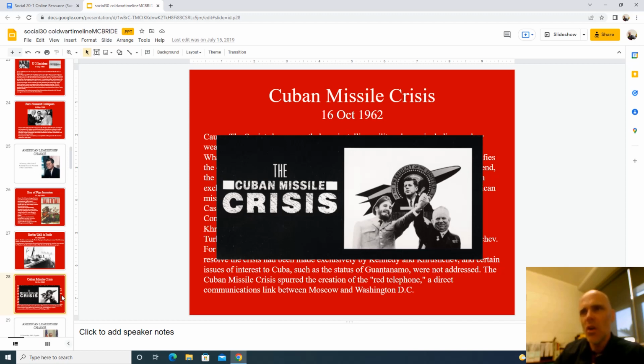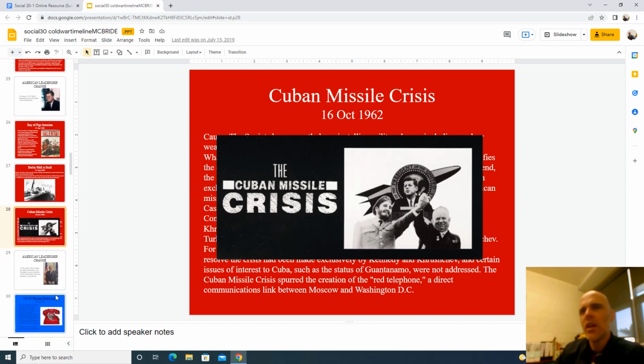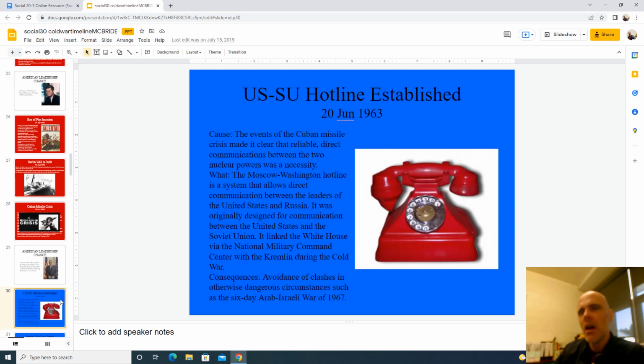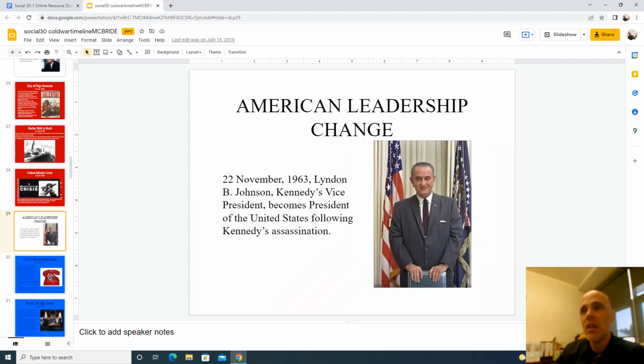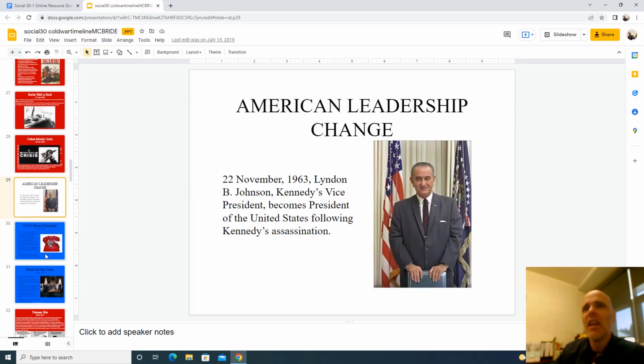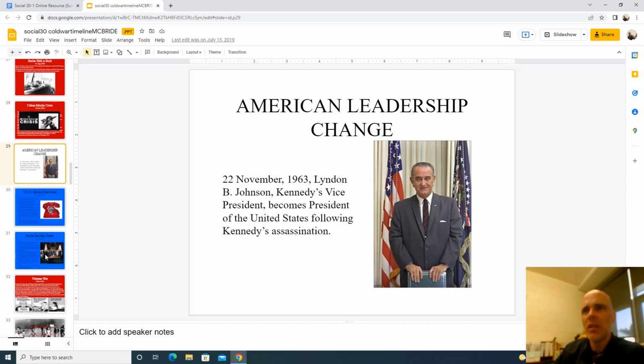And as diplomacy solves the Cuban Missile Crisis, both sides decide, we need to work on our diplomacy. So a U.S.-USSR hotline will be established, as we see here. Unfortunately, before it's really established and Kennedy can enjoy the fruits of détente, or relaxation of tension, he's going to be assassinated. And we're going to have his vice president, Lyndon B.